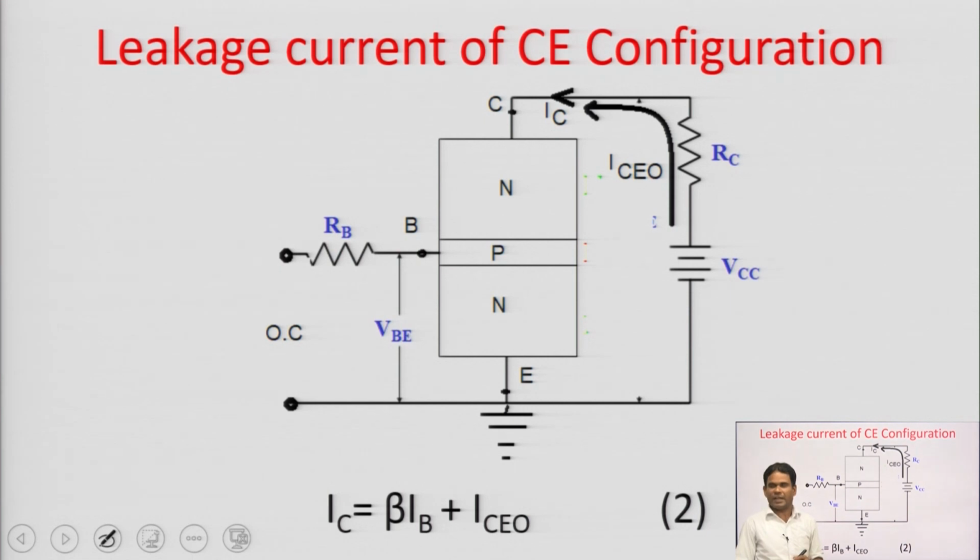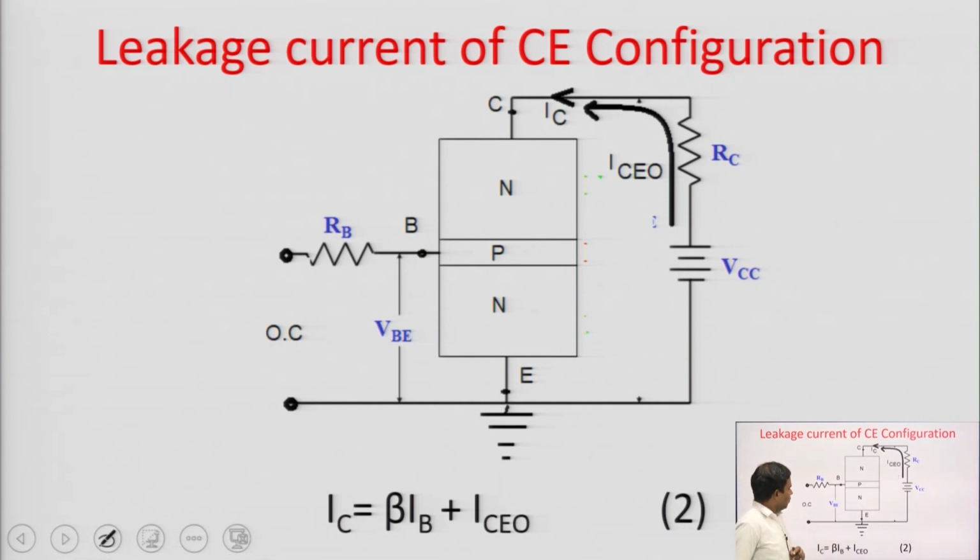Now, leakage current in common emitter configuration. Already we have discussed how we will observe the leakage current. To know the leakage current, we must open circuit the input terminal. Here the base terminal is the input terminal, and since base is open circuited, a current flows between collector and emitter, and this current is called the leakage current of common emitter configuration and is represented by ICEO. ICEO means collector to emitter current when base terminal is open.